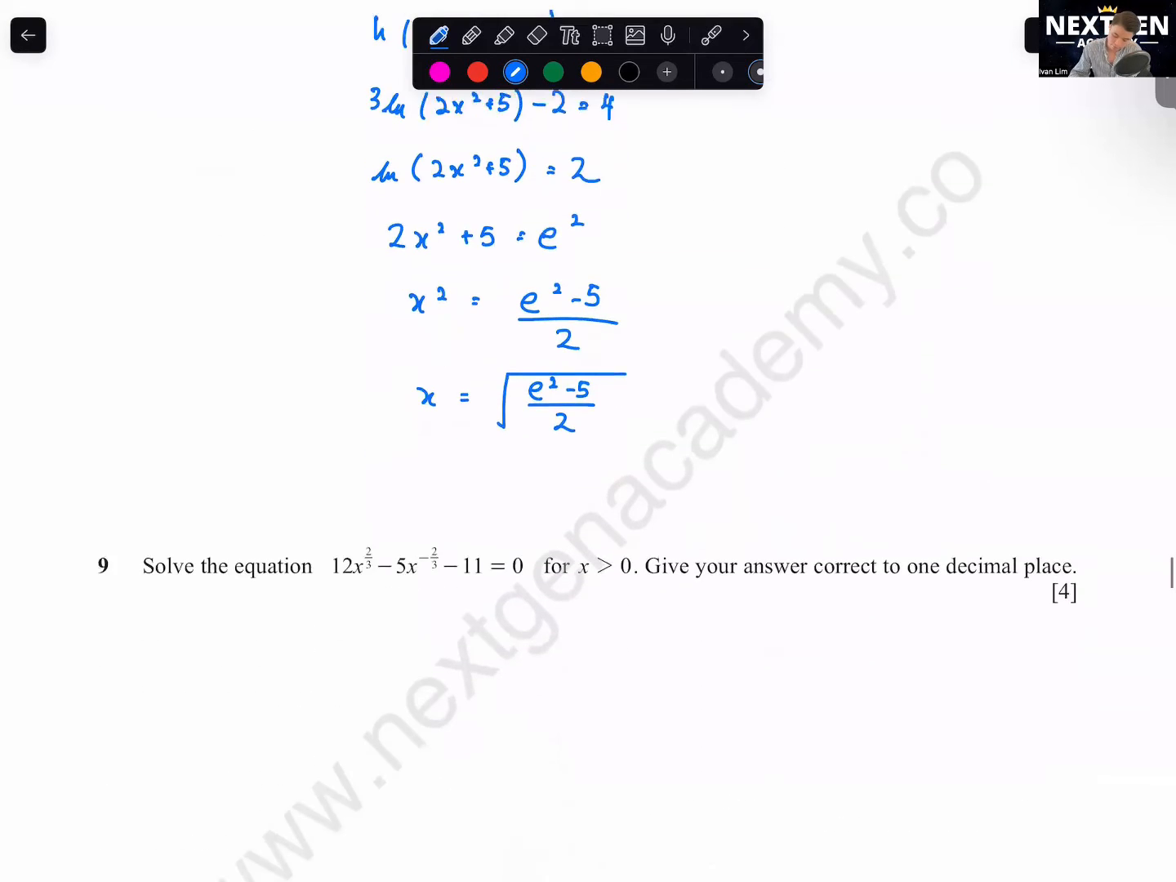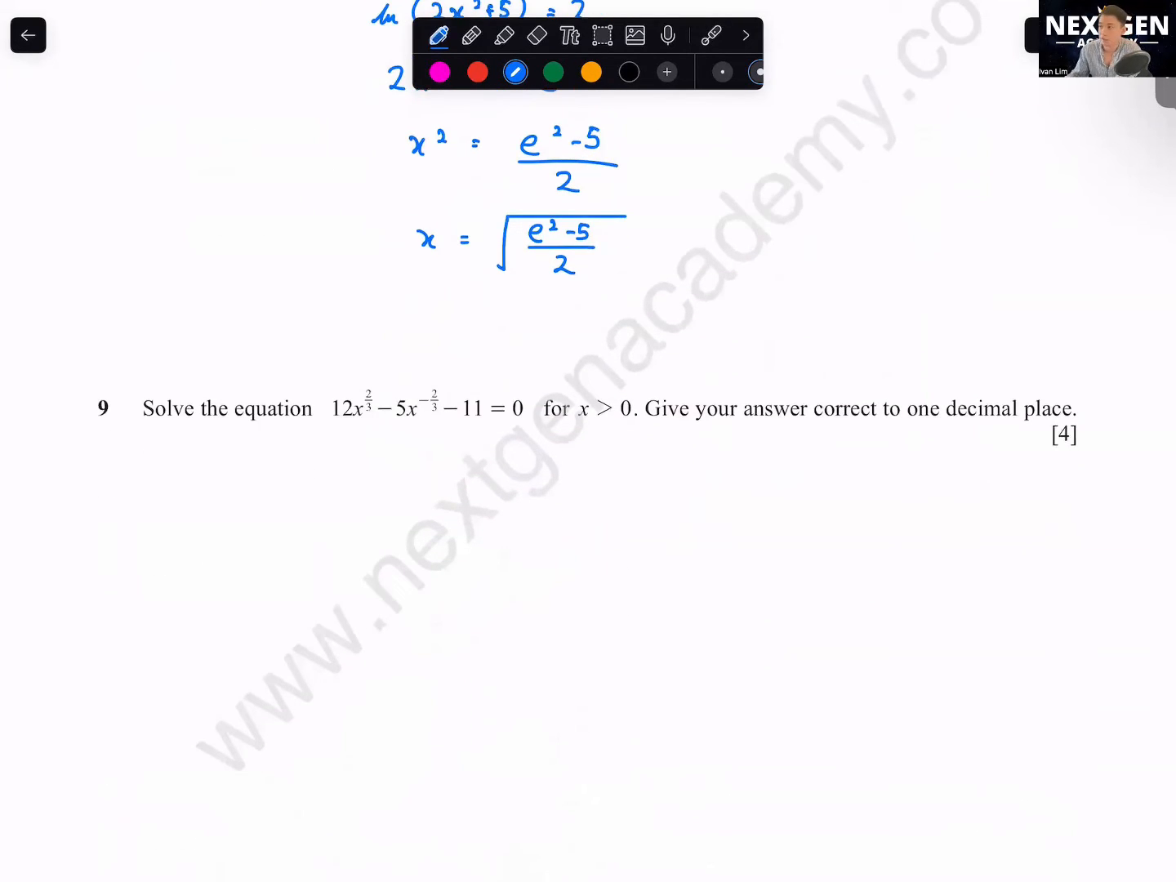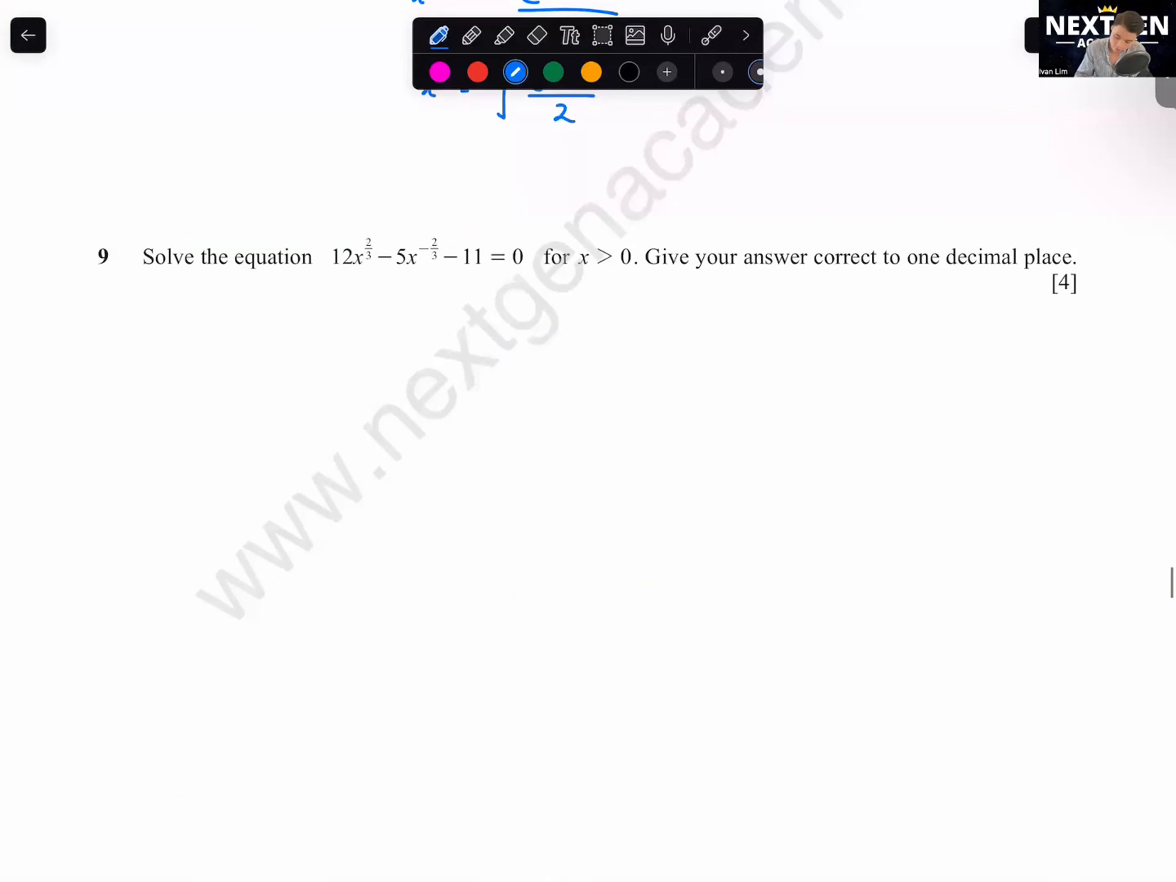Question 9. Solve the equation of this. Give your answer correct to 1 decimal place. It's a 4-mark question. First step, for this, you have to see there's a negative power here. So what I want to do is convert it into a quadratic equation. I'm going to multiply the whole thing by x to the power of 2 over 3.